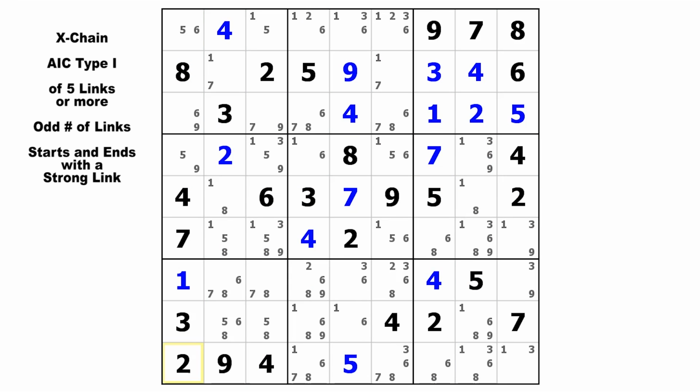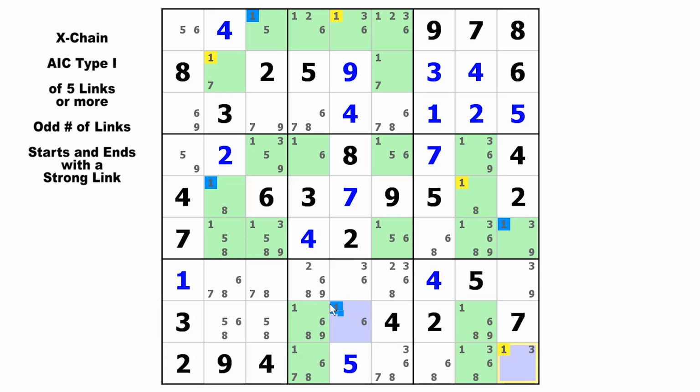All right, here on candidate 1, we have an X chain of 7 links that begins here and ends here. We have strong, weak, strong, weak, strong, weak, and finally strong.